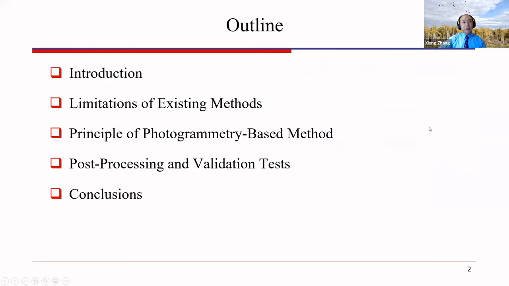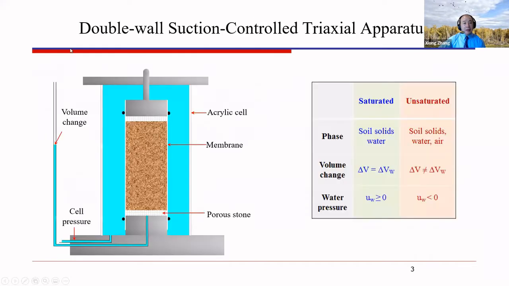Okay. So this is the outline of my presentation. First, I will give a brief introduction regarding the background of the research, and then we will talk about the limitation of the existing methods for measuring volume change of soil specimen during triaxial testing. The focus will be on introducing the principle of the photogrammetry-based method we developed in our group, and then also the post-processing and some validation tests. Finally, some conclusions will be made.